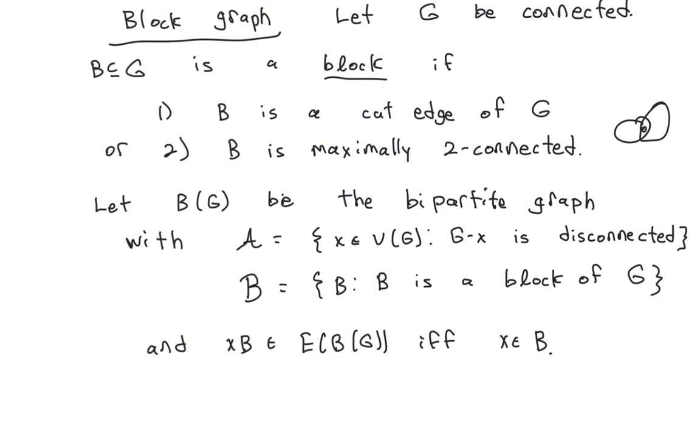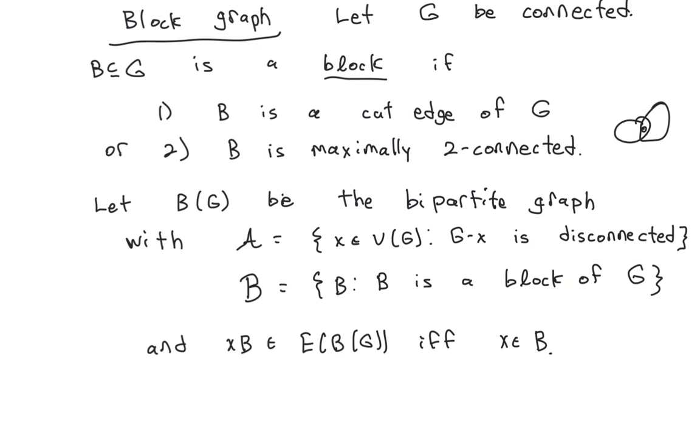And so here's what we do. To understand the structure of the blocks of a graph, we create a bipartite graph called the block graph. So one side of the bipartition consists of these cut vertices, the vertices that pop up on the intersections of blocks. And then the other set represents the blocks themselves. And then we're going to have an edge in our bipartite graph from x to b if and only if x is in b.